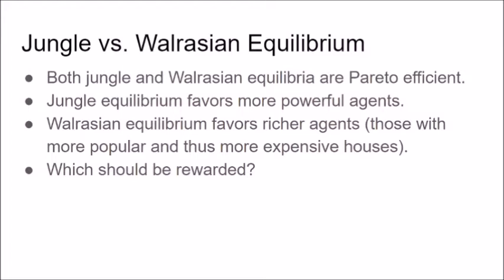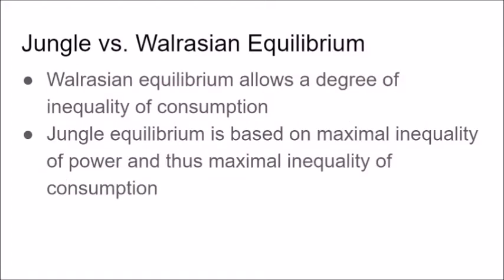So we ask the question, which should be rewarded? Should the market that we are building favor the rich or favor the powerful if we are choosing between these two? A thing to note is that the Walrasian equilibrium does allow a certain degree of inequality of consumption. If everyone is taking one house, then quite simply, someone will get the better house and someone will get the worse house. However, jungle equilibrium is based on maximal inequality of power, and thus it will lead to maximal inequality of consumption. So if we wanted to fix that, we could propose a different model that allows the power variable to be more finely tuned.